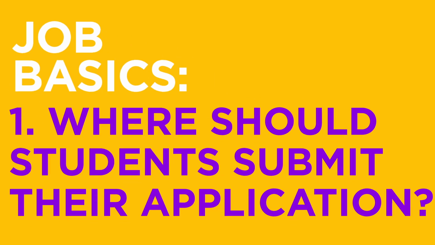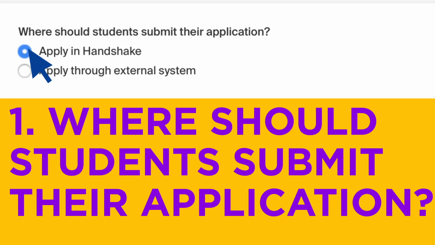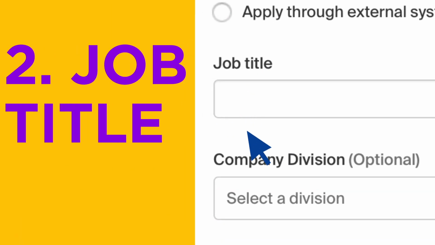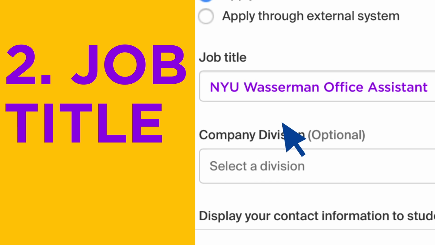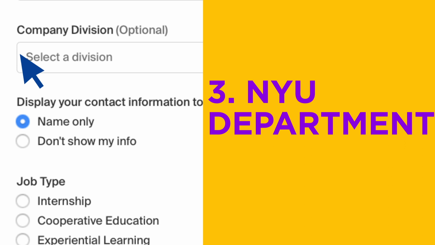Let's start by going through job basics. All fields required. Where should students submit their application? Select Apply in Handshake only. Job title. Indicate the title of the position you are seeking. Job title must be descriptive per the regulations for federal and non-federal work study. NYU department. Note, this is required for NYU job approval.